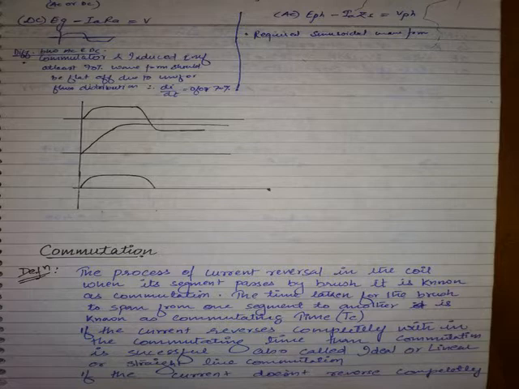So let us take an instant like this. The brush which is stationary will lose some contact with segment 2 and consequently gain the same contact with segment 1. Can we say that? Since the brush is stationary, as the coil and the segment are moving, the brush will lose contact with segment 2, consequently gains contact with segment 1. So the next diagram is that.